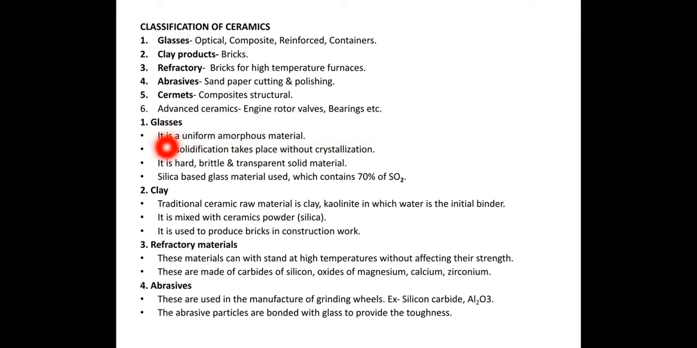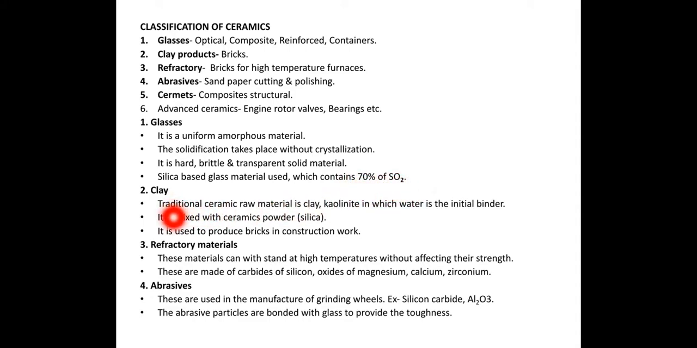Now glasses: basically it is a uniform amorphous material. Amorphous means it is a non-crystalline material. Already I told you in module number 1 about the crystalline and non-crystalline solids. The solidification takes place without crystallization. It is a hard, brittle, transparent, solid material. Silica based glass is used, which contains 70% of SiO2, silicon dioxide.